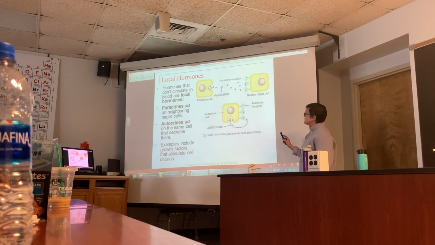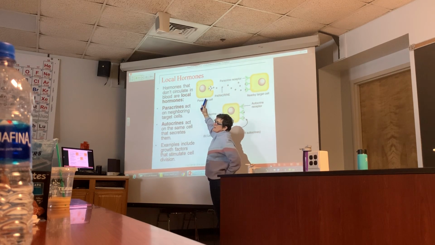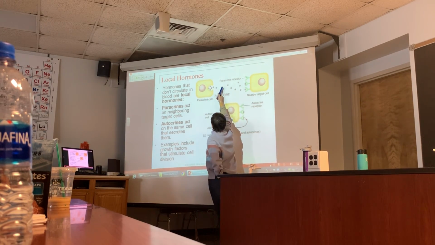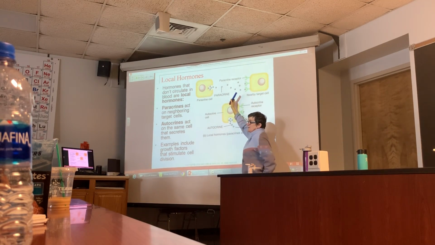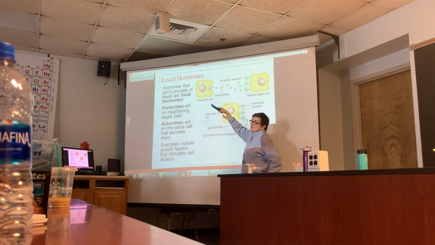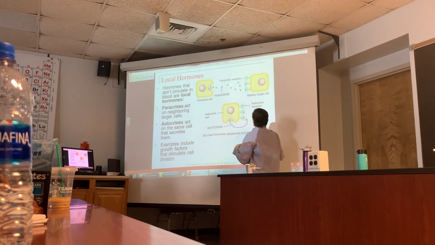Now, there are some exceptions to the whole thing about going into the bloodstream. There are what are called local hormones. For example, there are hormone producing cells called paracrine cells. These are endocrine cells that release their hormone to a nearby target cell. It can be right next door, so it doesn't go through the blood. It just gets released and binds to a nearby cell in the same tissue, and so it's considered to be a local hormone.